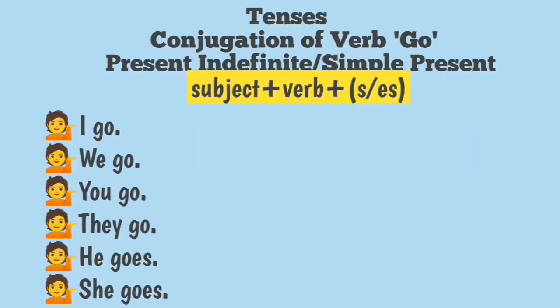First of all, present indefinite tense or simple present tense. Sentence construction: subject plus verb plus s or es if subject is third person singular number. Examples: I go, we go, you go, they go, he goes, she goes.